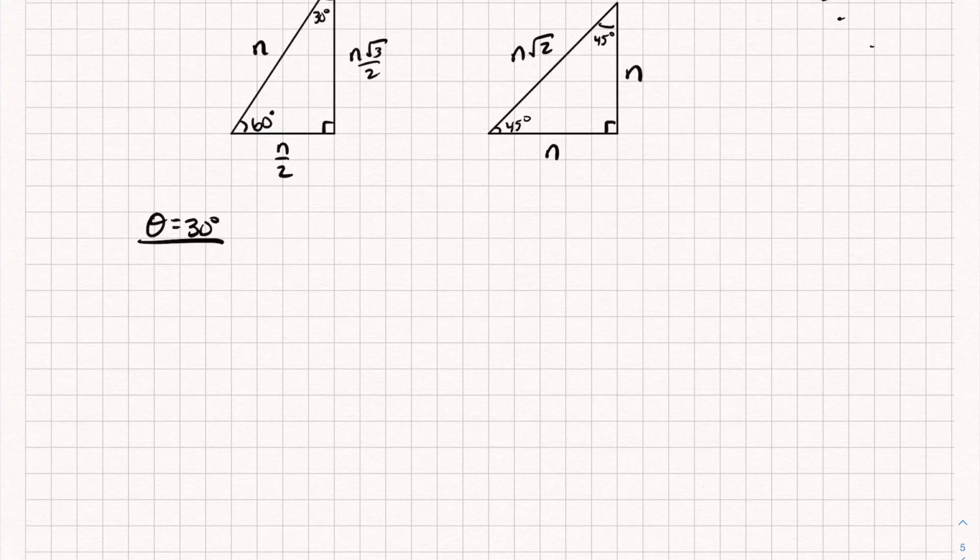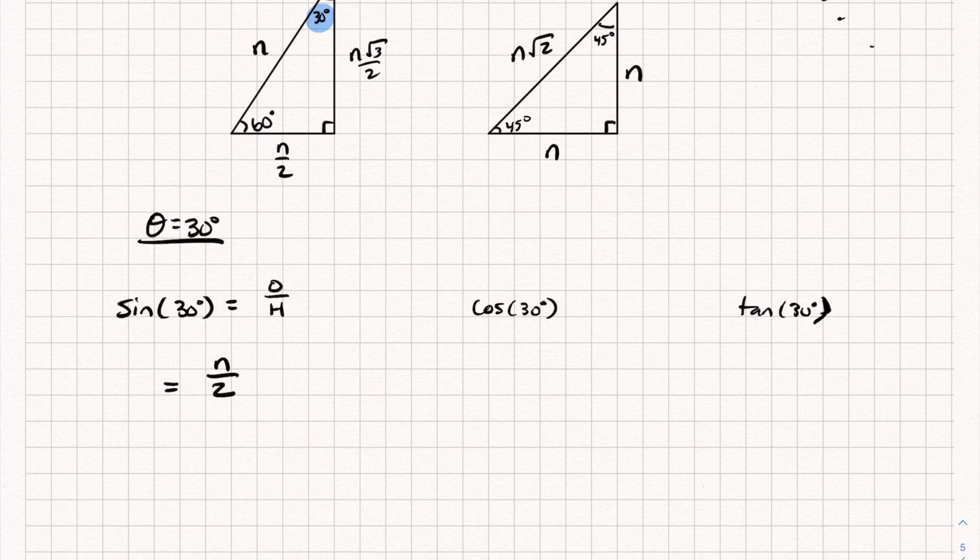Let's start with theta is equal to 30. So that means my focus is going to be right here in a 30, 60, 90. And I want to go through and find the big 3. So I want to know what is sine of 30 degrees, what is cosine of 30 degrees, and what is tangent of 30 degrees here. All right, now sine again is opposite over hypotenuse. So I'm going to go through and set up that fraction. So 30 degrees, my opposite would be n over 2. My hypotenuse is over n.